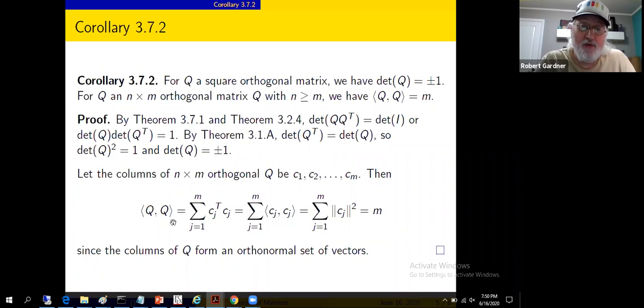This gives us simply a sum of these inner products. And the inner product of C sub J with itself, that's just the norm squared of C sub J. We've got an orthonormal collection of vectors. All of them column vectors, they're unit vectors. So we get 1 squared, m times. So we get 1 plus 1 plus 1, m times, equals m. Claim was the inner product of Q with itself equals m.